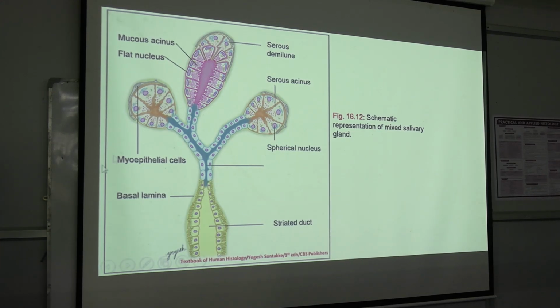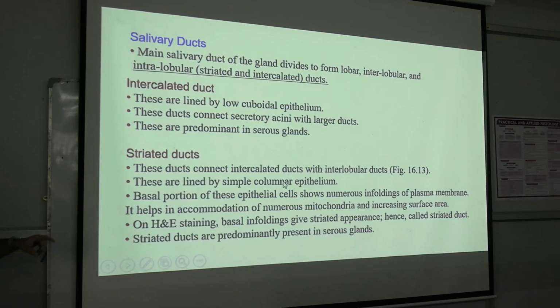Now, the ducts present inside have names according to how they are present. This is how the salivary ducts can be divided into lobar branch, interlobular branch, and intralobular branch, that means inside the lobe. Once inside the lobe, if you see any duct, we call it a striated duct or intercalated duct. So, these two terms you have to keep in mind with regard to the ducts specific to these glands. What do you mean by this intralobar or intralobular branch?